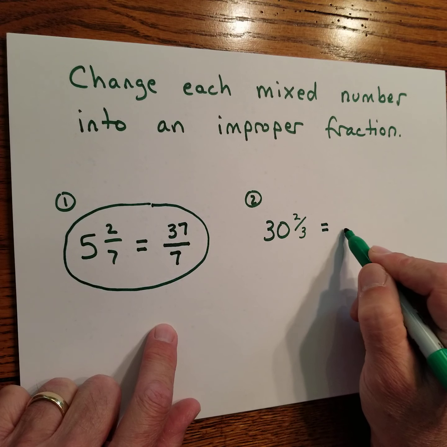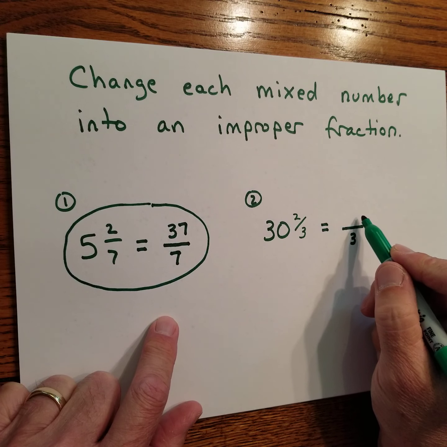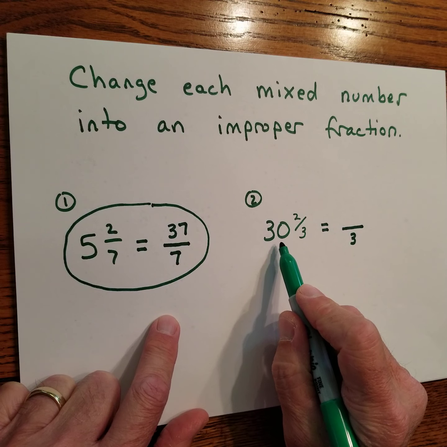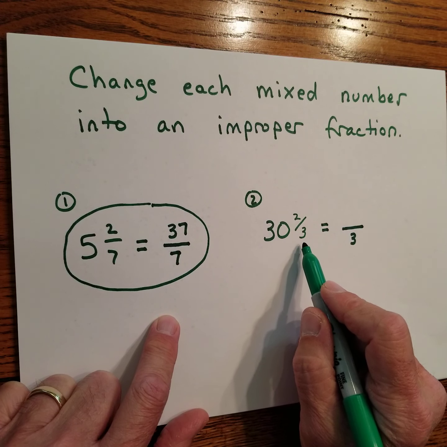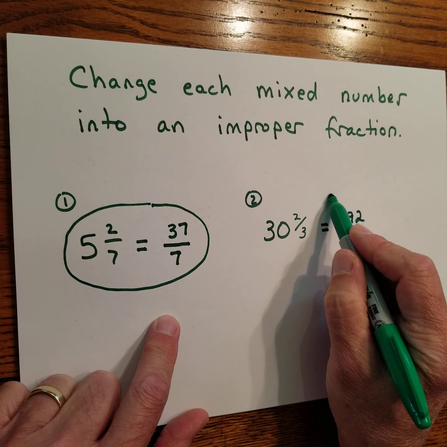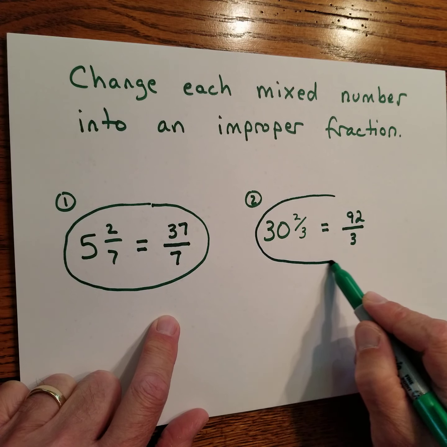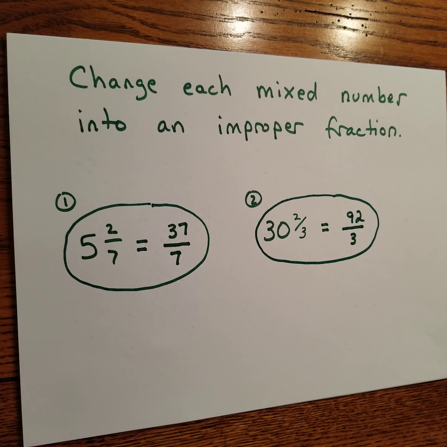For number 2, keep that denominator, it's 3. Get the numerator by going 30 times 3 plus 2. 30 times 3 is 90, plus 2 is 92. If you can do these in your head, great. Write the problem down, put the answer next to it, and show no work at all.